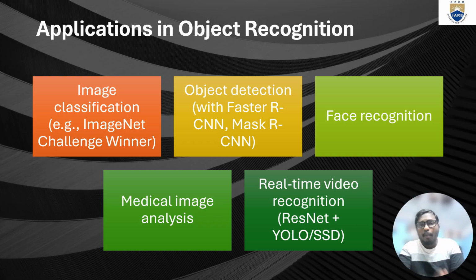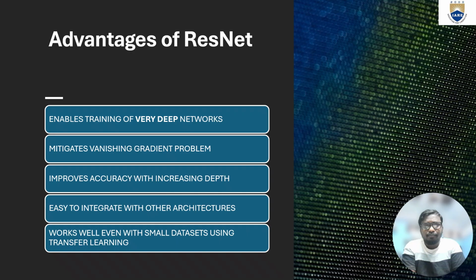Applications in object recognition: image classification, for example the ImageNet challenge winner. Object detection with Faster R-CNN and Mask R-CNN. And face recognition, medical image analysis, and real-time image and video recognition, with ResNet plus YOLO or SSD.